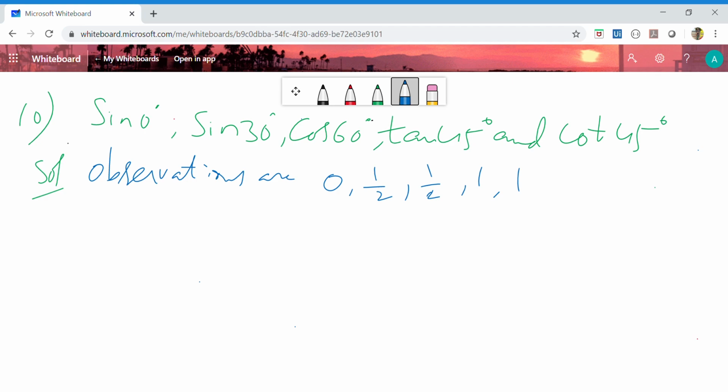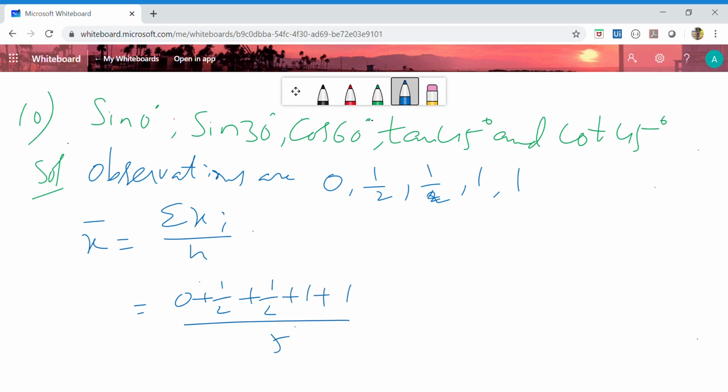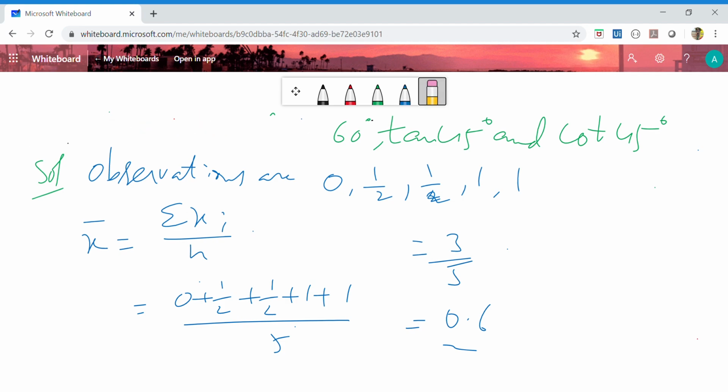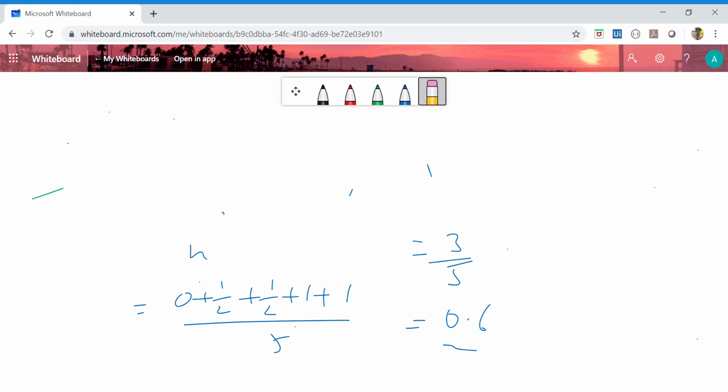How many observations are there? 5 are there. And what is the mean? X bar is equal to sigma xi by n. So that is 0 plus a half plus a half plus 1 plus 1 by 5. It becomes 3 by 5, which is nothing but 0.6. Sine table values you have to get thoroughly. If you know the sine, that's enough. Cos is reverse and tan is sine by cos, and remaining are reciprocals.